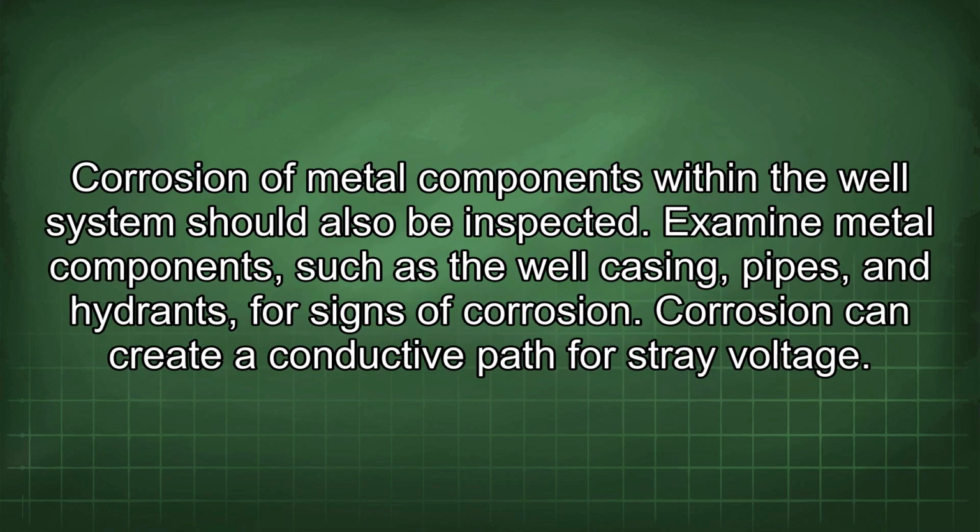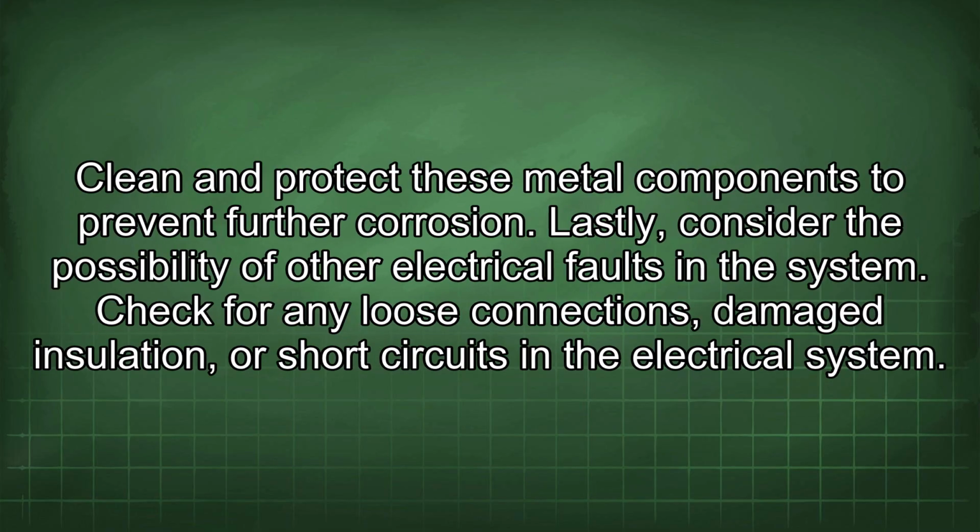Corrosion of metal components within the well system should also be inspected. Examine metal components such as the well casing, pipes, and hydrants for signs of corrosion. Corrosion can create a conductive path for stray voltage. Clean and protect these metal components to prevent further corrosion.